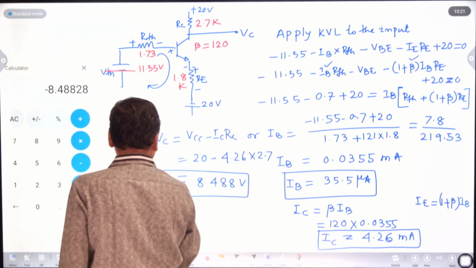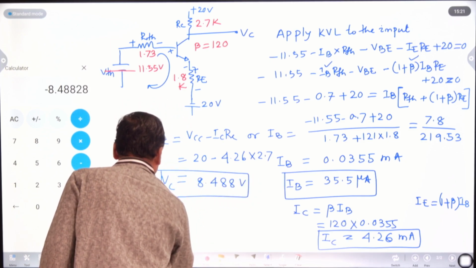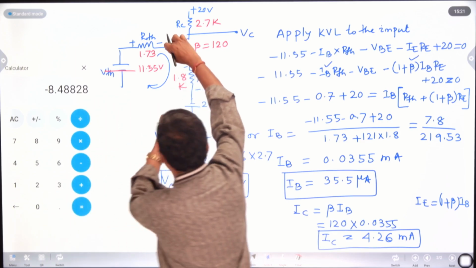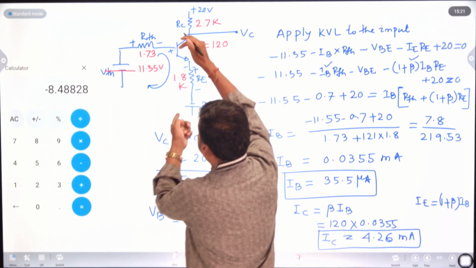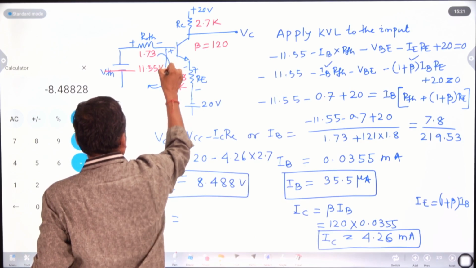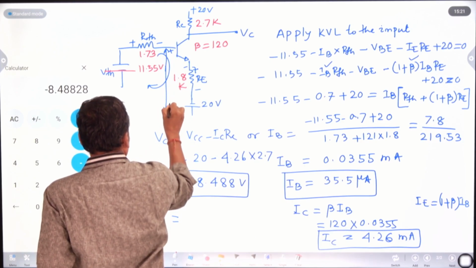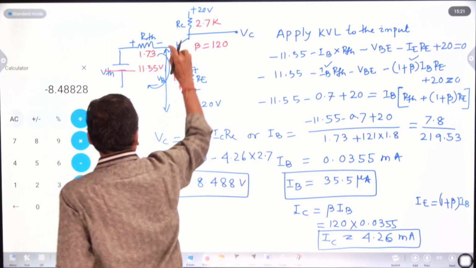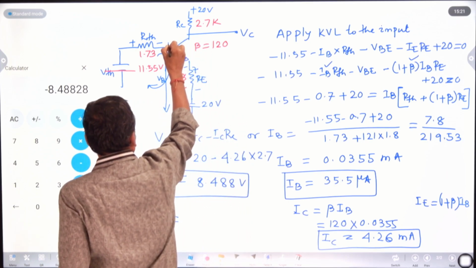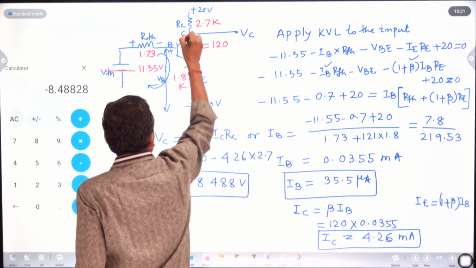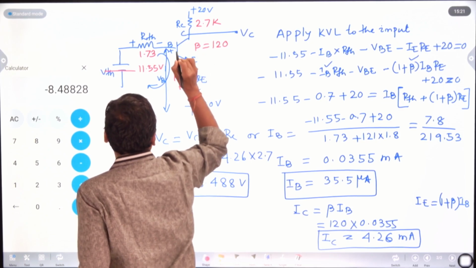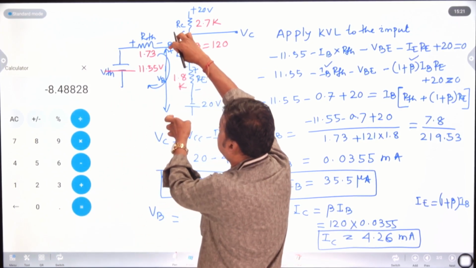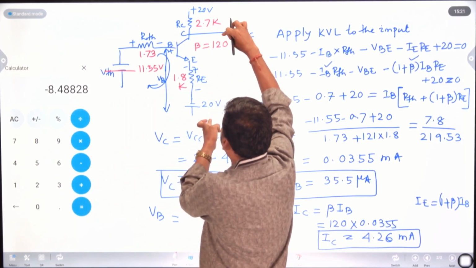Then what? VB. VB is what? VB means from this to this. This is nothing but your VB. Because this is your base, this terminal is your base terminal, this is your collector terminal and this is your emitter terminal. Base with respect to ground is nothing but VB. Collector with respect to ground is nothing but VC.